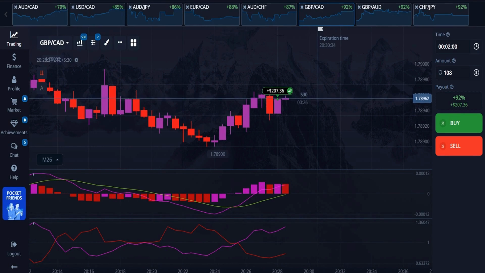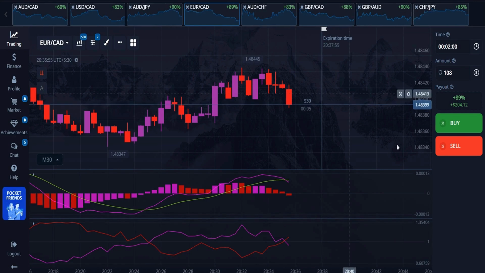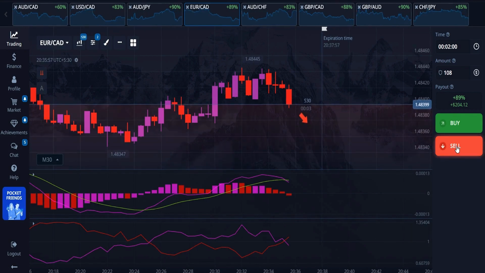We won this trade. This shows how powerful and accurate this strategy can be when applied correctly. But remember, patience is key. Always wait for the right confirmations before entering a trade. Now let's move forward and find another perfect trade setup using our strategy.